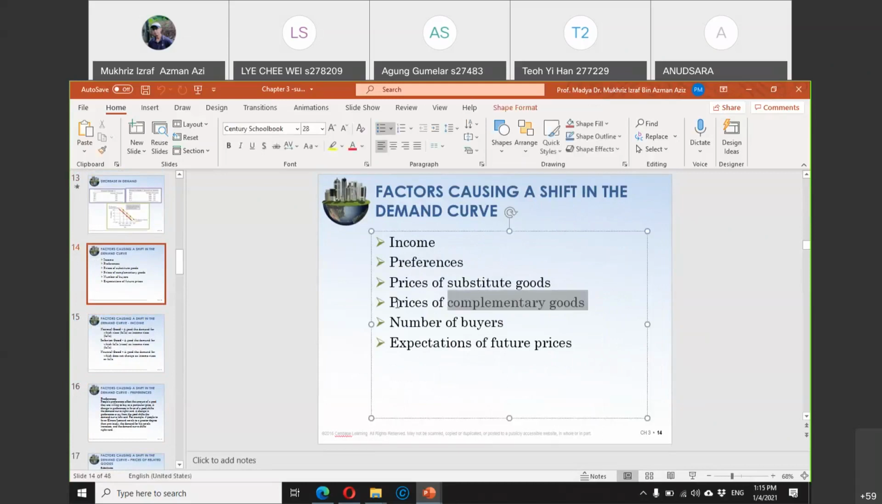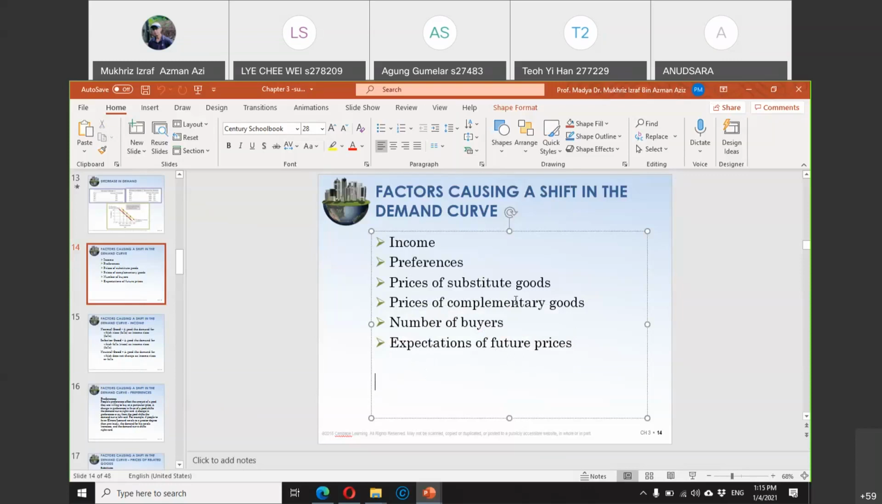So this one I already discussed last class. The number of buyers: the more buyers in the market, the higher the demand, so demand will shift to the right. Expectation about future price: if you expect the price to increase in the future, the customer will buy more now to avoid paying more later. Or if the customer expects the price to fall, they will postpone and buy later when the price becomes cheaper. So demand today will fall.